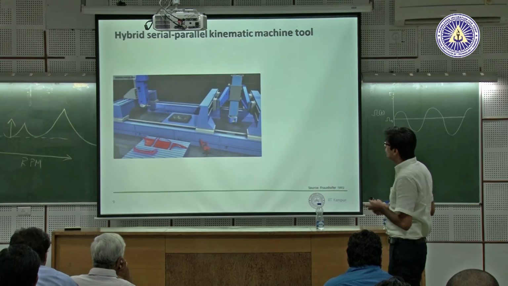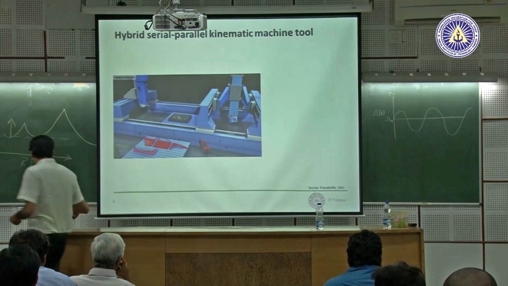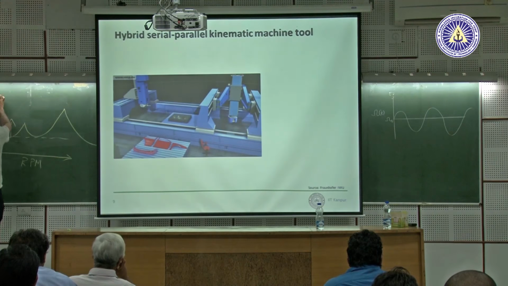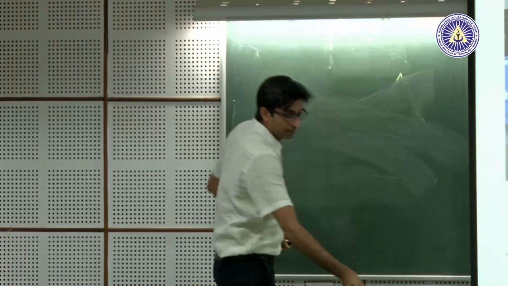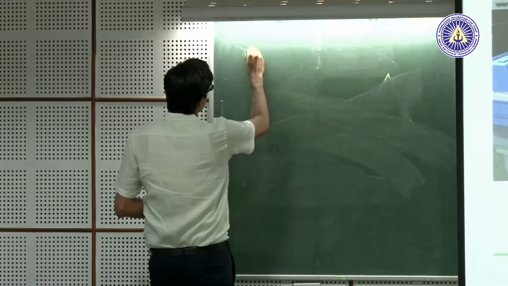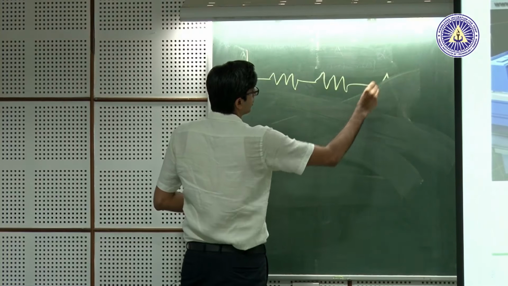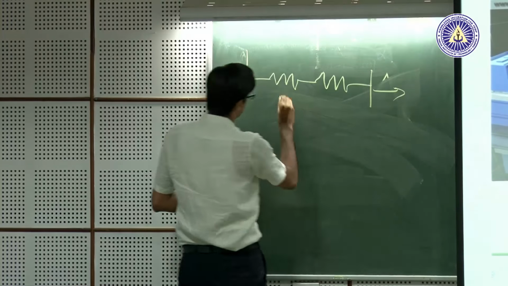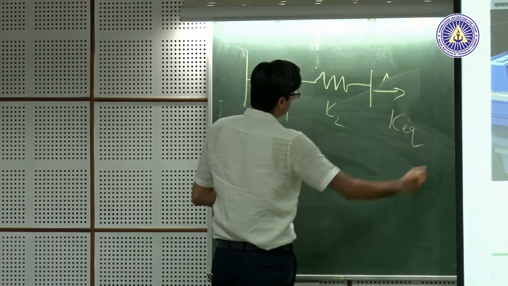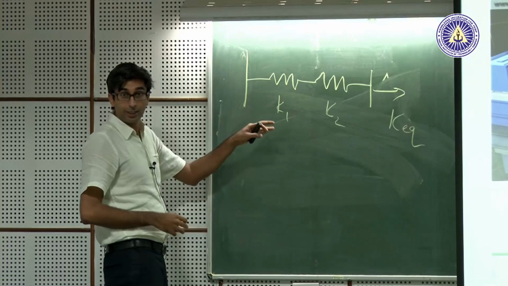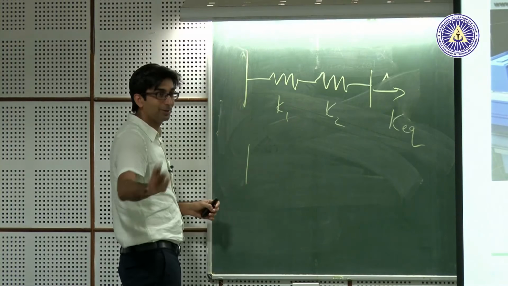Now we know that. Well, actually, I don't know. I know, but perhaps, hopefully, you also know. If I draw two springs in series, and I want to get K1 and K2, I want to get K equivalent. Does anybody remember what this is?